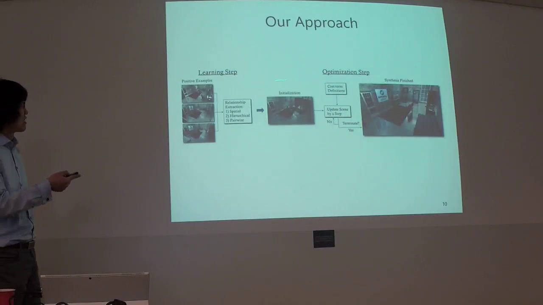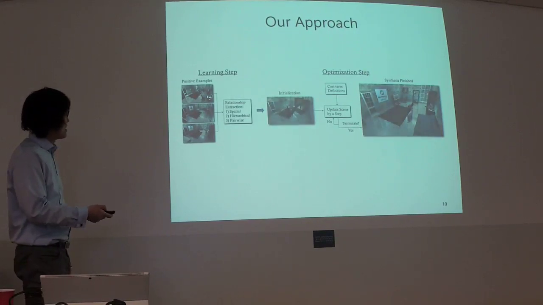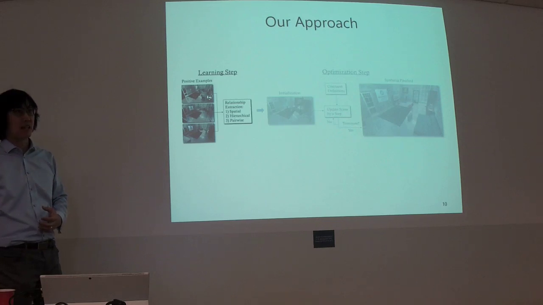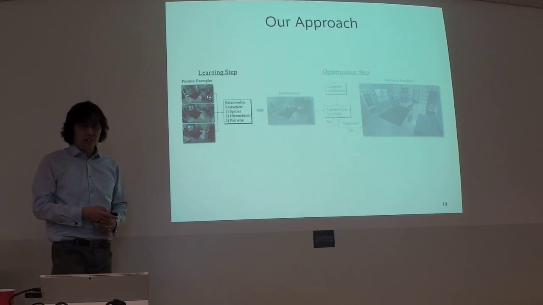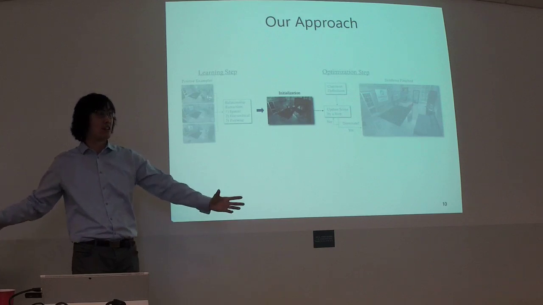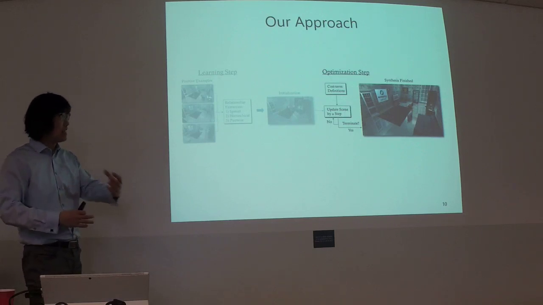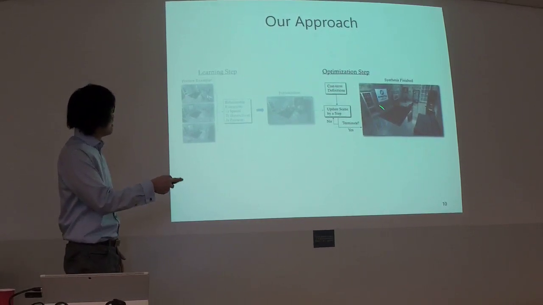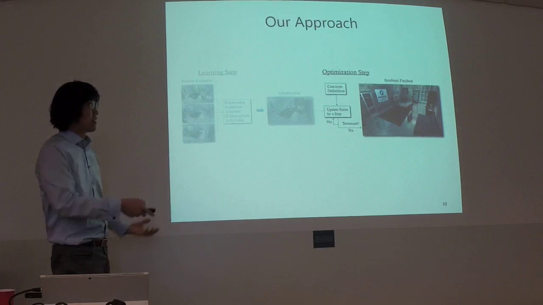Our approach consists of two major steps. One is a learning step, another is an optimization step. In the learning step, we extract some interior spatial relationships from some interior design examples, and we are going to reuse these relationships when we do the synthesis. For the optimization stage, it starts with an initialization, where I randomly shuffle all the furniture objects in the interior space. Then our optimizer will iteratively update the furniture arrangement, evaluate it with respect to some criteria, and keep updating the environment until it is good. If it is good, then the synthesis is done.